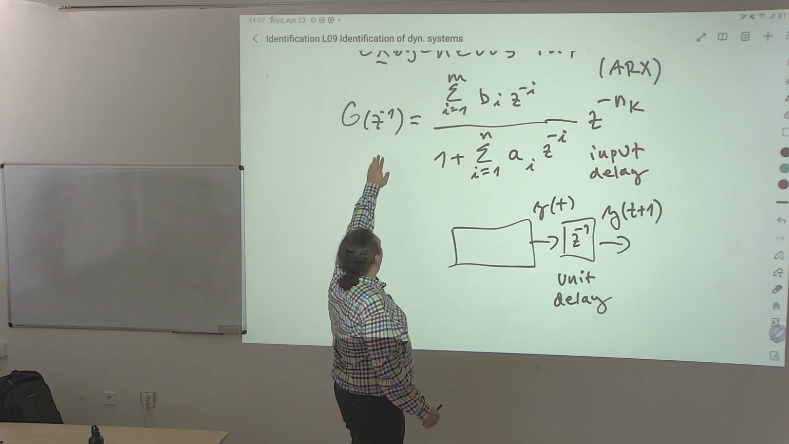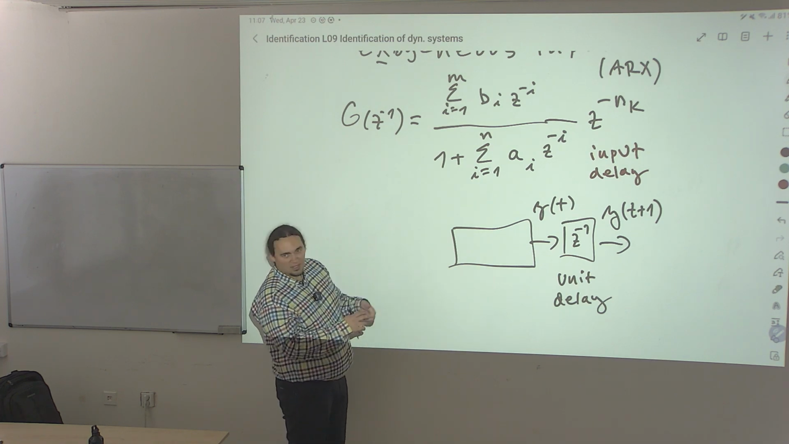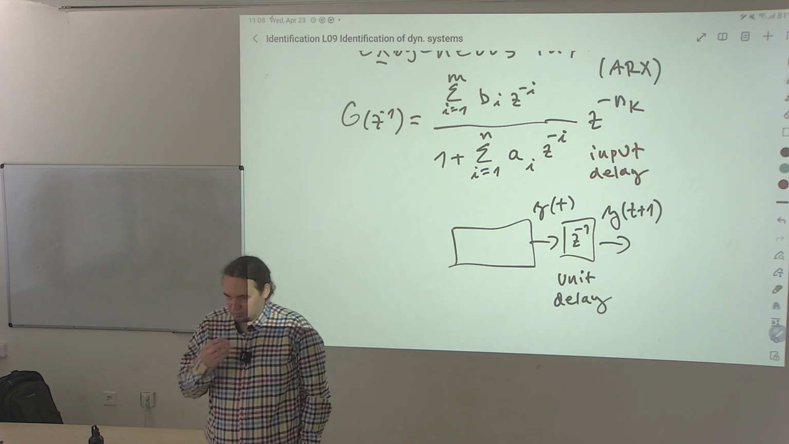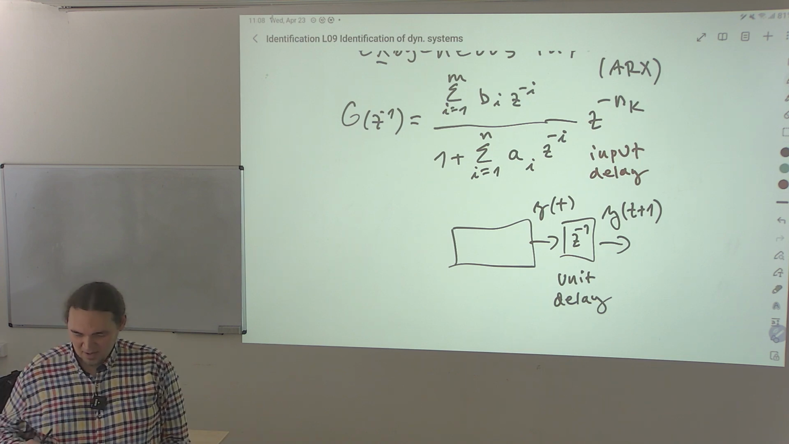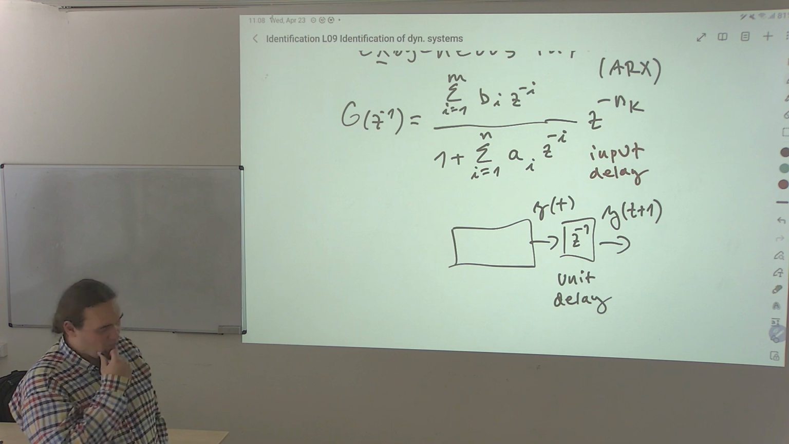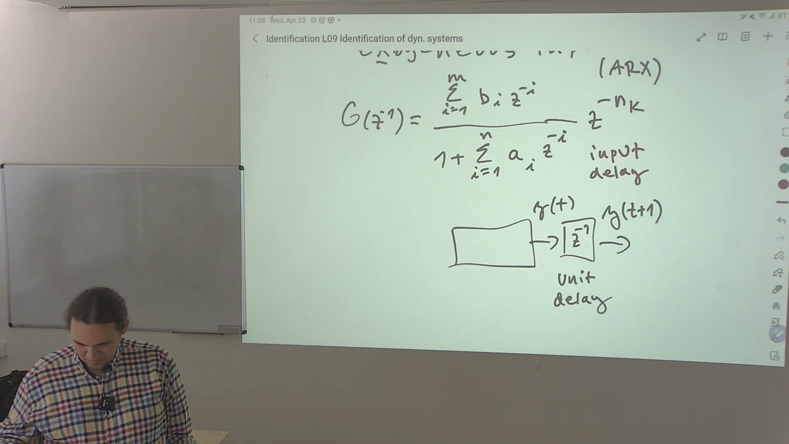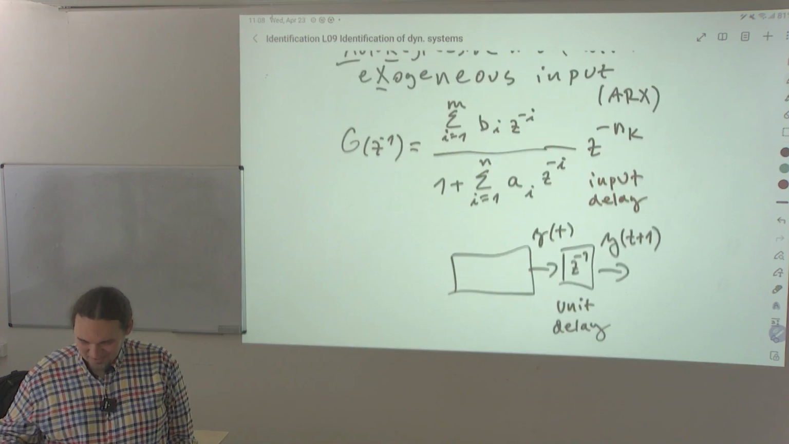Each Z to the power of -1 represents one delay. Z to the power of -2 would represent a delay of two time steps. Z to the power of -3, three time steps. What do you say? How to start?